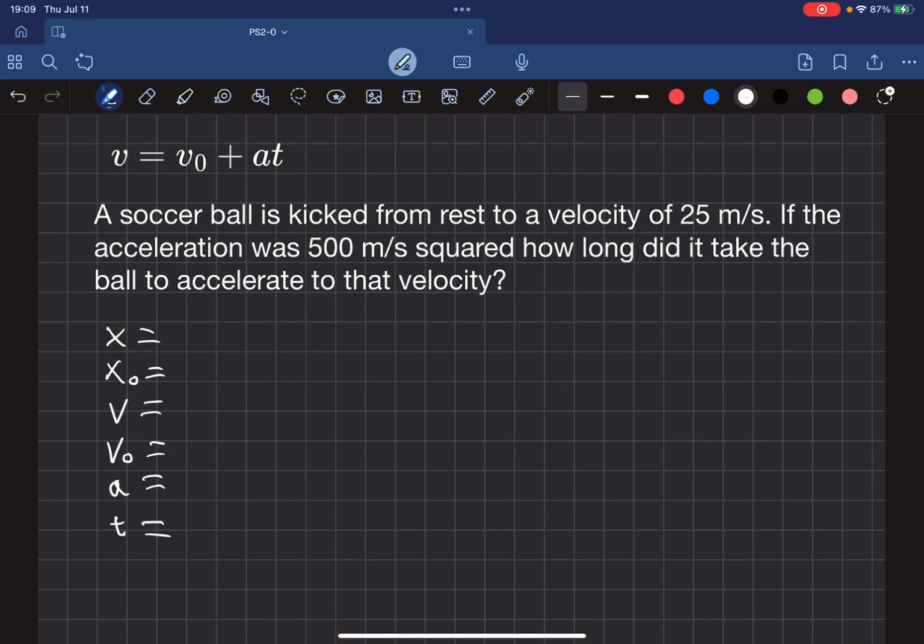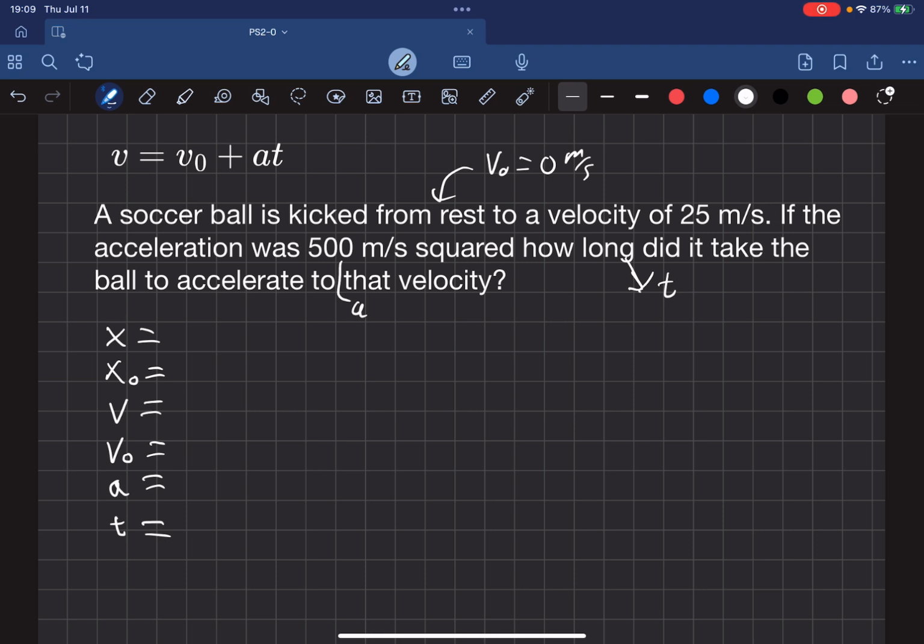Now let's take a look at another physics problem. This time we're going to use a different physics equation for this one. So we have a soccer ball is kicked from rest. Oh, there's that keyword again. From rest means initial velocity equals 0 meters per second to a velocity of 25 meters per second. If the acceleration was 500 meters per second squared, how long did it take the ball to accelerate to that velocity? So how long, we're talking about time, and then this value given right here was the acceleration.